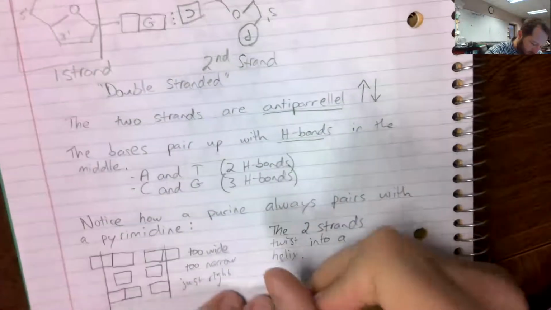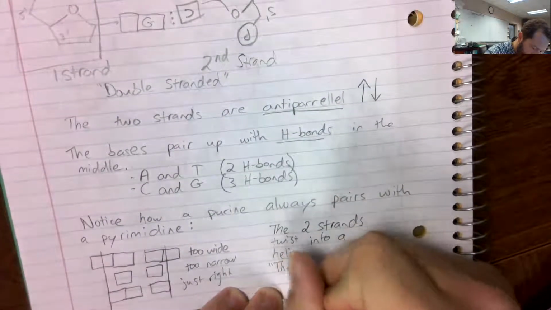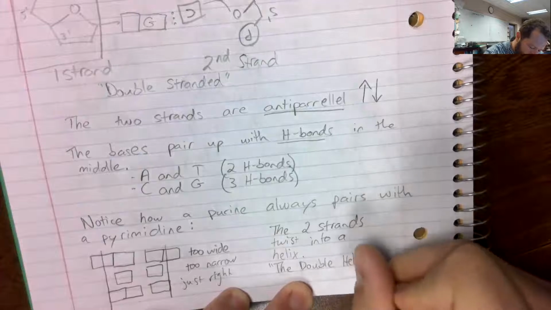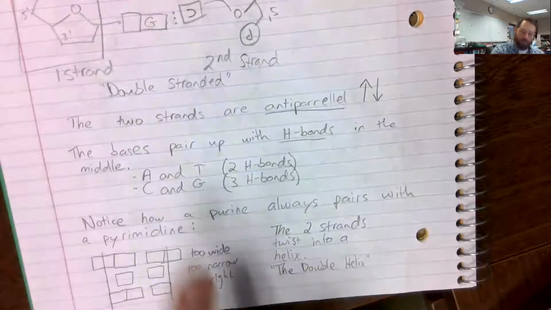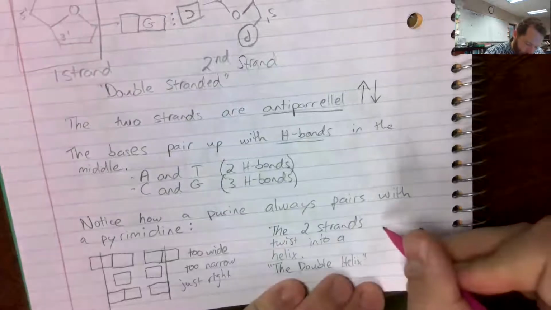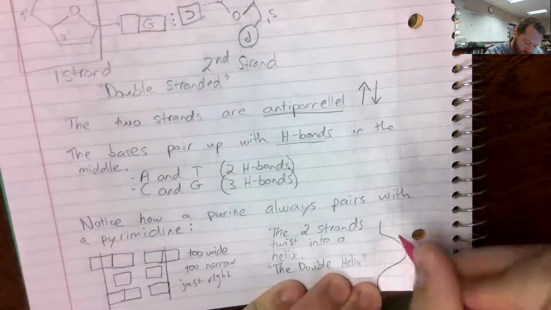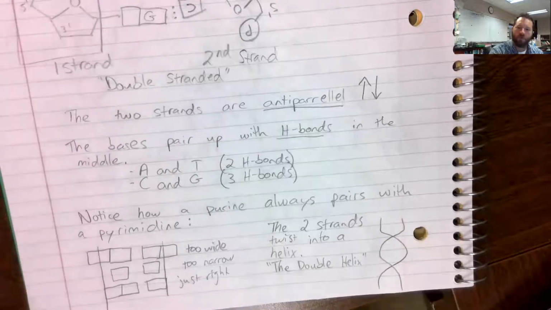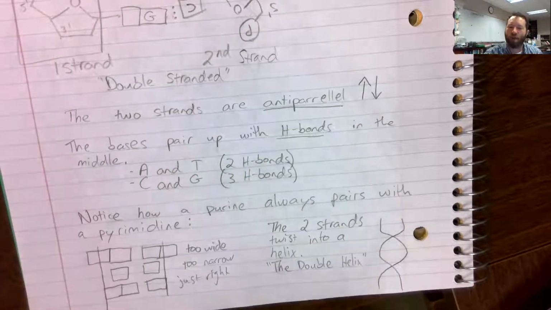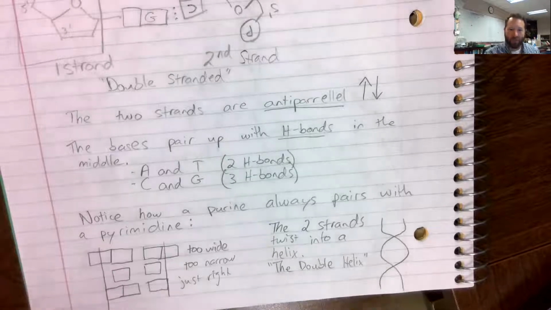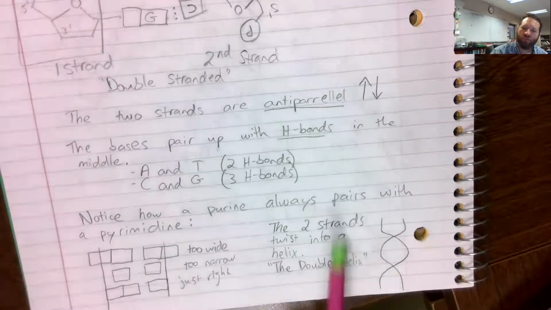And that's where we get the name, the double helix. 2 strands makes it double, helix because it twists. There's our double helix. That's that image you're probably very familiar with, you've probably seen it before. We'll recognize that image of DNA.